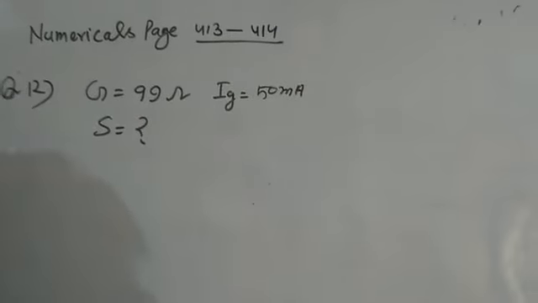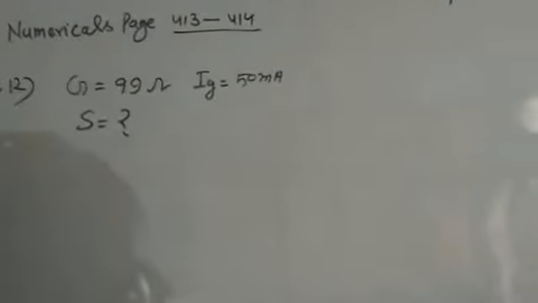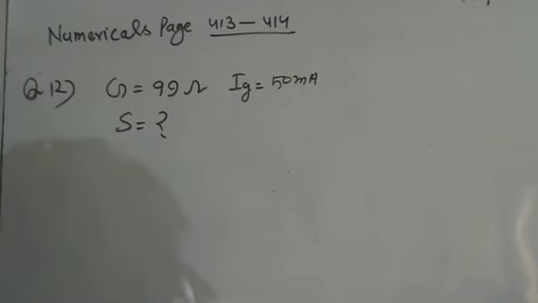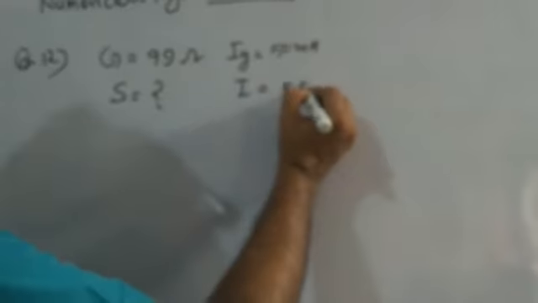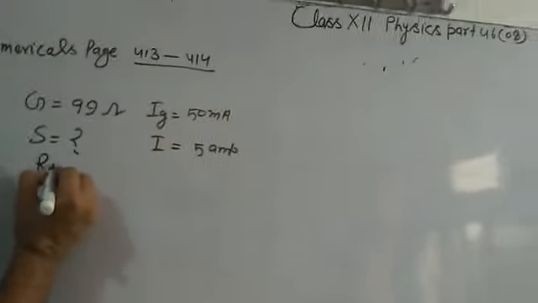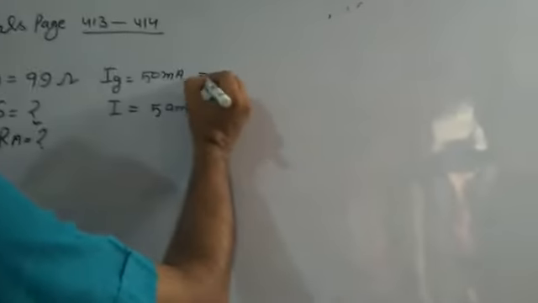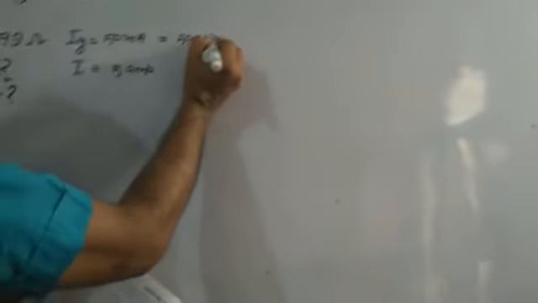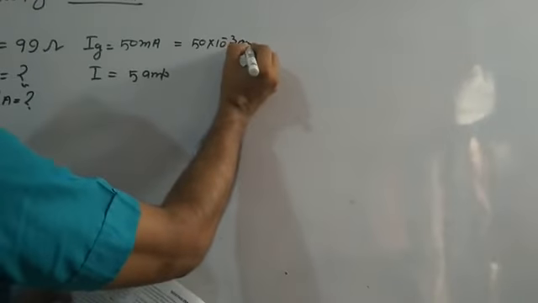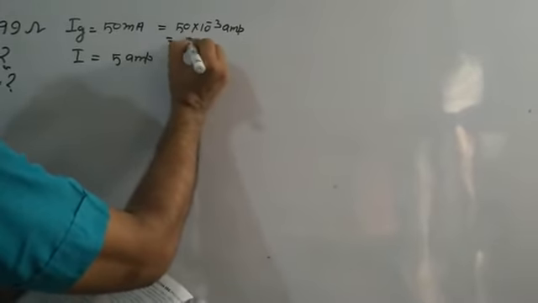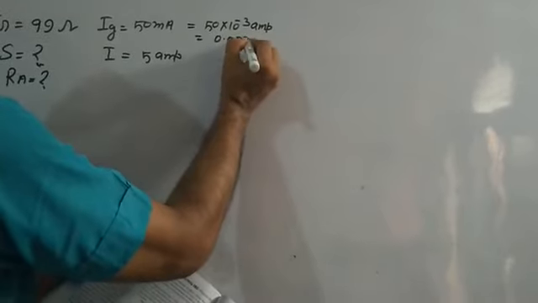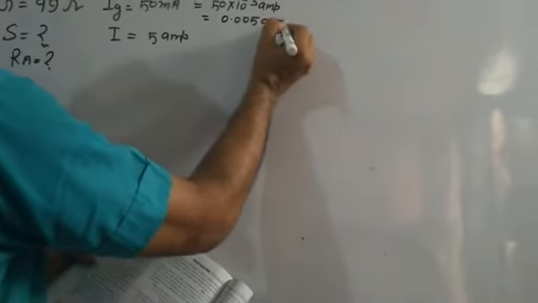It is to be converted into an ammeter of range 0 to I, that is 5 ampere. We also need to calculate the resistance of the ammeter. Ig may be written as 5 into 10 power minus 3 ampere, that is 0.005 ampere.